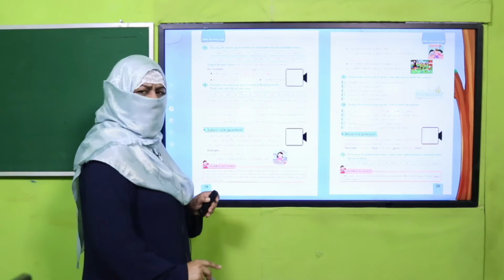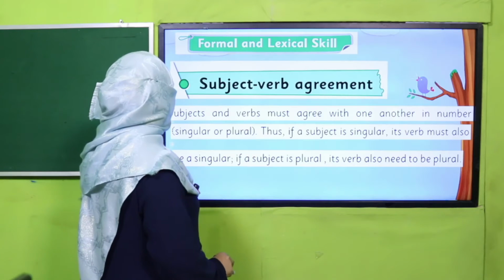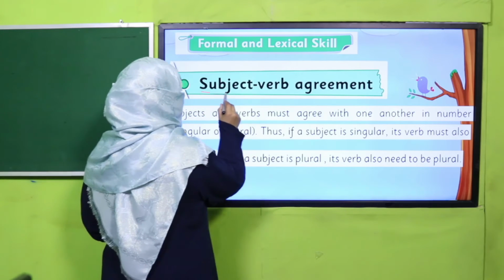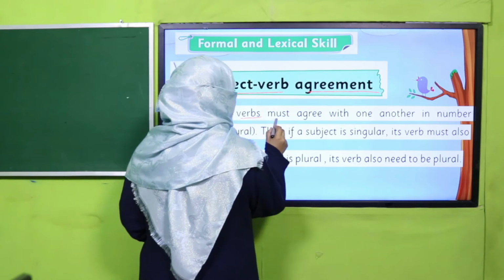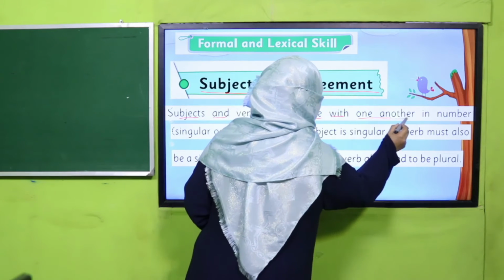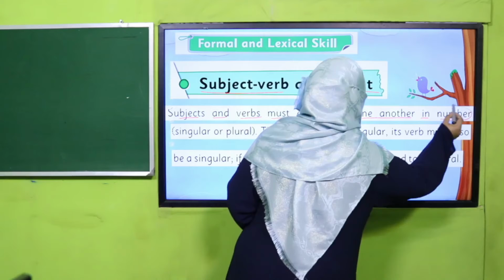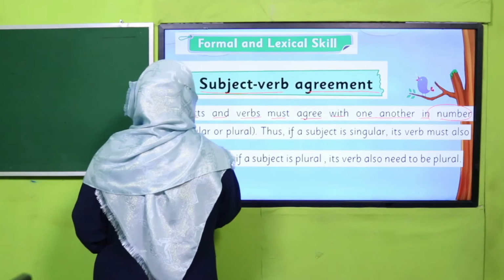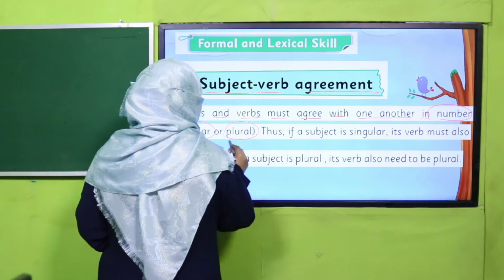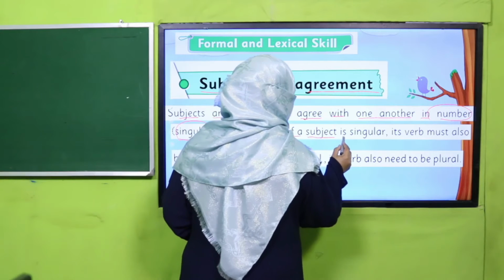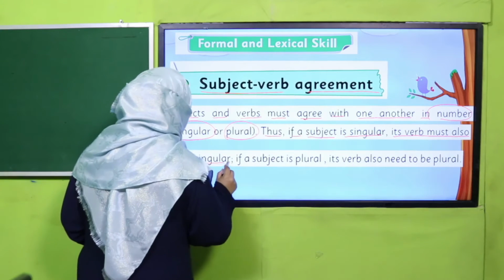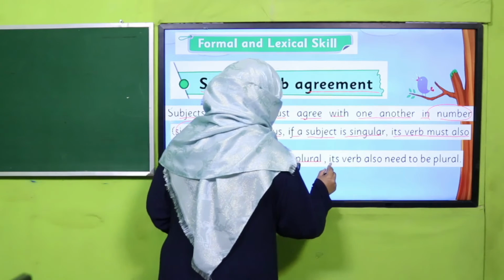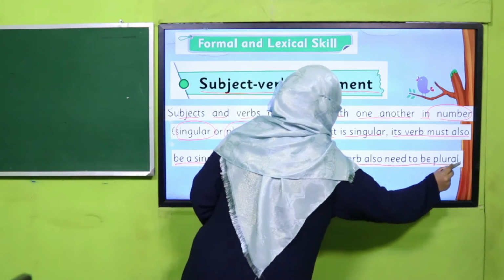So let's practice from your book. All of you open your book. It's written here, subject verb agreement. Subjects and verbs must agree with one another in number. Number means singular and plural. And thus, if a subject is singular, its verb must also be singular. If a subject is plural, its verb also needs to be plural.